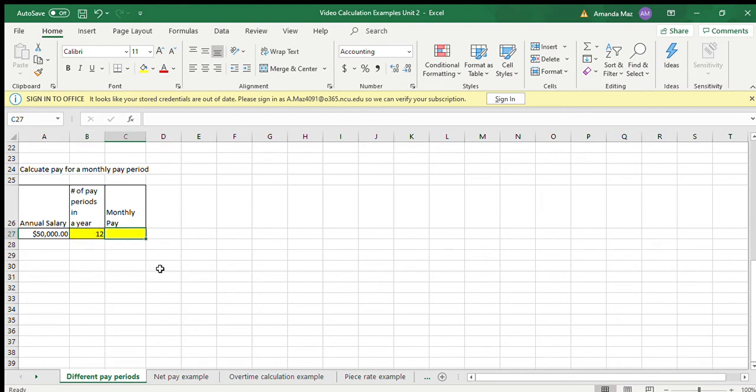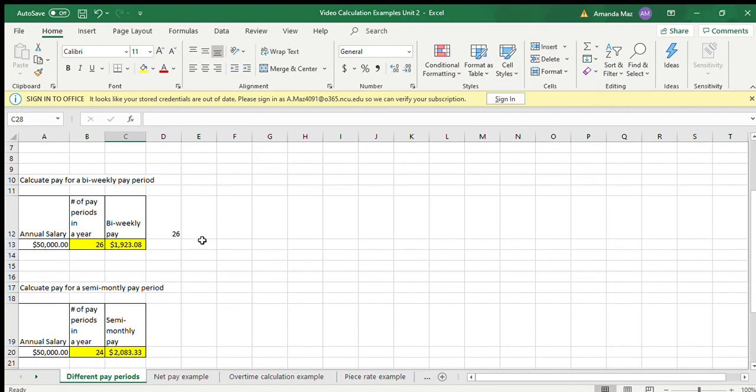Now for the monthly pay period, it looks like I already have the numbers keyed in here. For a monthly pay period, we have an annual salary of $50,000. There are 12 months in a year, so there are 12 pay periods in a year. So let's divide 50,000 by 12, and that equals a monthly payment of $4,166.67.